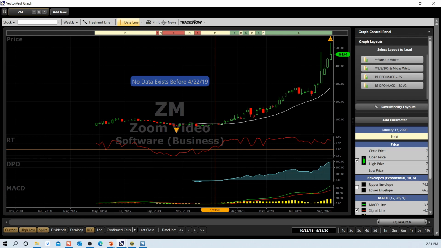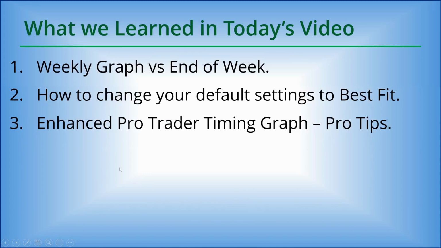All right, so with that, we're going to finish up just quickly here. We'll cover what we learned. The weekly graph, again, very much favored by most of our subscribers over the standard end of week graph, a lot more information. How to change your default settings, and that use of the best fit is really ideal for readability. And the Enhanced ProTrader Timing Graph, just some tips on how to get terrific entry points and even use it for exits as well.